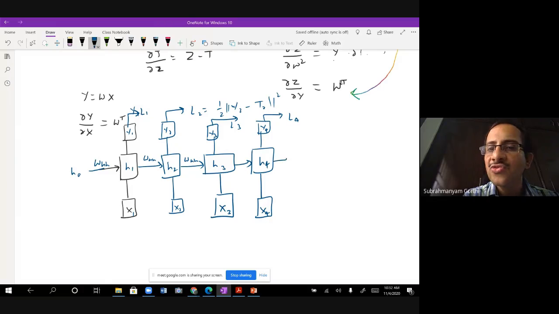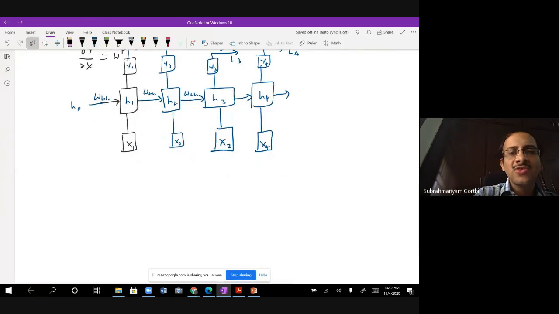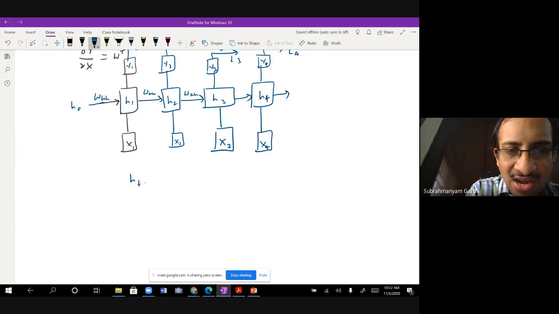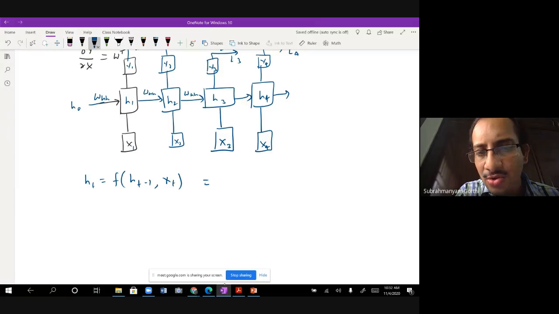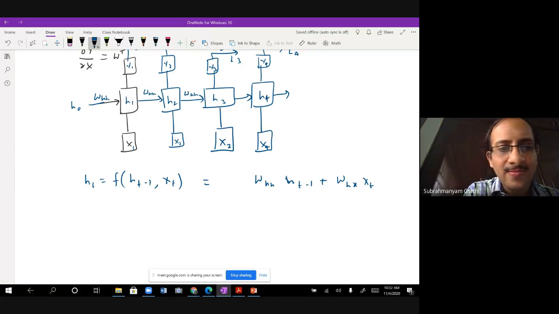Okay, so like this, it keeps going. So now what we want to do is, we have written the expression: h_t is equal to a function of h_(t-1) comma x_t. Explicitly, this is equal to W_hh times h_(t-1) plus W_hx times x_t, and this is equal to h_t.